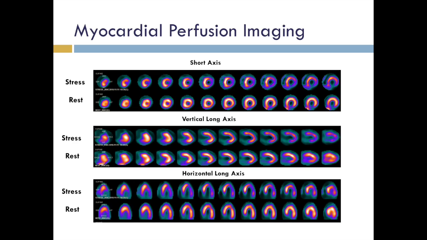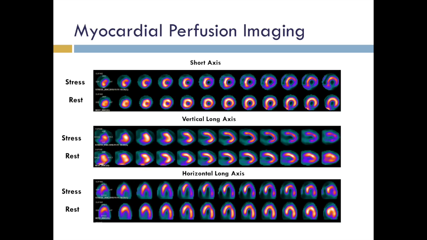The myocardial perfusion imaging, however, shows a different picture. So for orientation, there are 3 sets of pictures, with the short axis on top, in the middle the vertical long axis, and then the bottom the horizontal long axis. And for each set of pictures, we're looking at the post-stress images layered on top of the rest images.